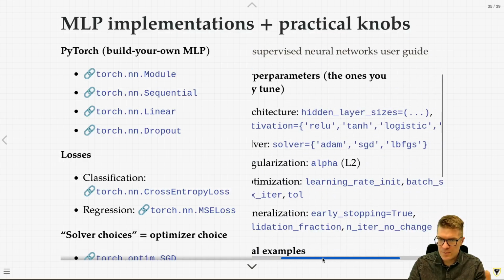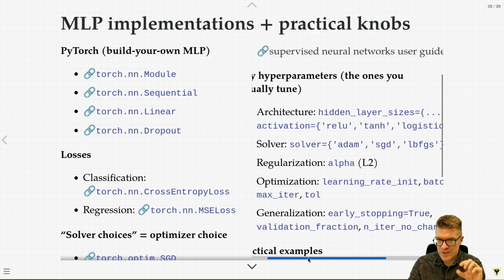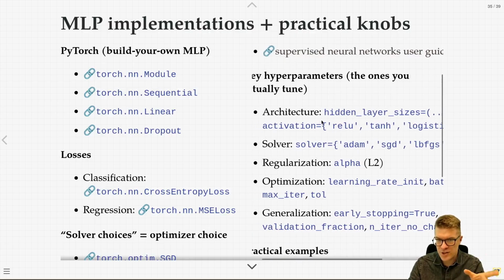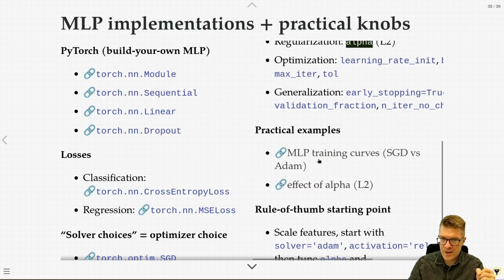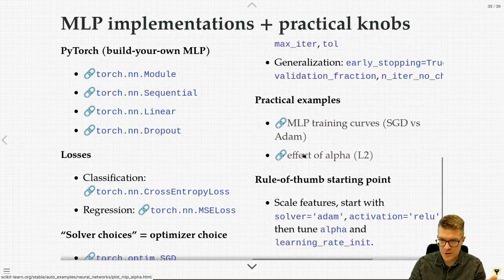There's some detail in those links, but basically here's just a list of things you can change. You can change the architecture, you can change the solver, you can decide whether you're using regularization or not. And there are some practical examples here that I'm just linking you to, so I encourage you to click these links and learn more.